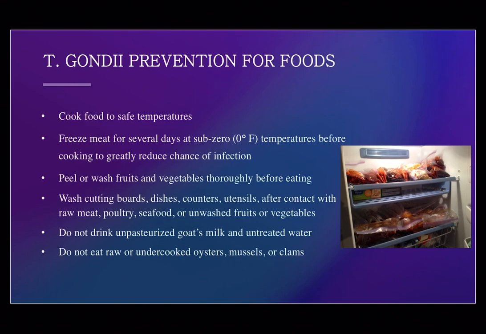T. gondii's prevention for foods include cooking food to safe temperatures, freezing meat for several days at sub-zero temperatures before cooking to greatly reduce chance of infection, peeling or washing fruits and vegetables thoroughly before eating, washing cutting boards, dishes, counters, utensils after contact with raw meat, poultry, seafood, or unwashed fruits and vegetables, not drinking unpasteurized goat's milk and untreated water, as well as not eating raw or uncooked oysters, mussels, or clams.